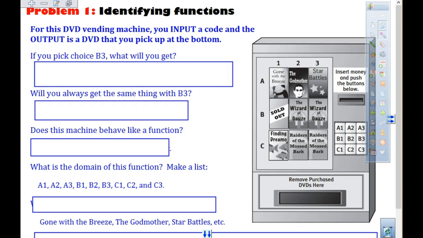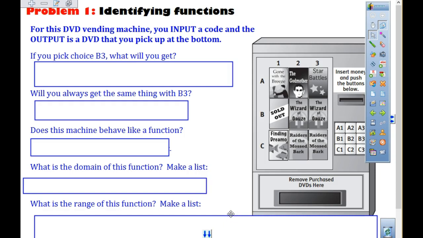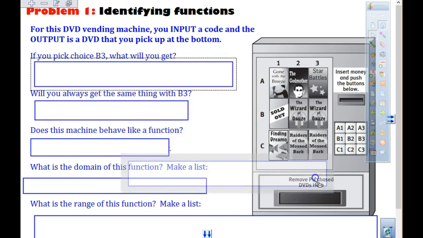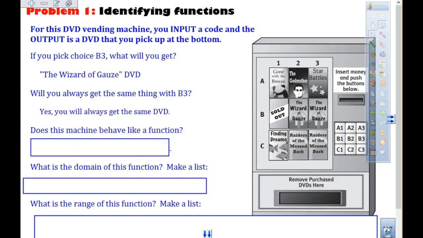So that next part down asks you to identify this function. If you are looking at this one, and it says, if you chose B3, what will you get? So B3 is going to be the Wizard of Oz, right? That's a DVD. It's like if you go to Redbox, right? You punch in, you say, I want this movie, and that's what comes out. Will you always get the same thing every time you choose B3? Yes, unless it's sold out. So will we get the same thing? Yes. Always getting the same.